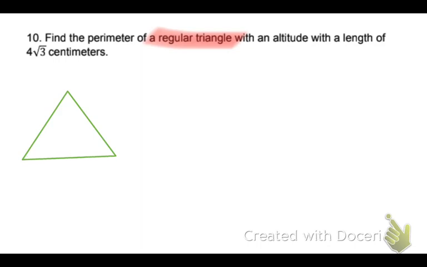Regular triangle. Its altitude. So what's an altitude? Well, even if you forget, think of the word altitude. In the mountains, you talk about how high the altitude is. The altitude's just your height. So the altitude of that triangle is 4√3 centimeters. Well, remember, if it's an equilateral triangle or a regular triangle, all the angles in it are the same.